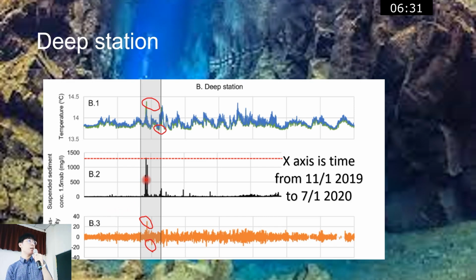And this is the deep station. We can look at the highest and lowest temperature in the winter too. And the SSC in the winter is very high. And we can find the current across-slope velocity. We can find the highest and lowest in the winter too.